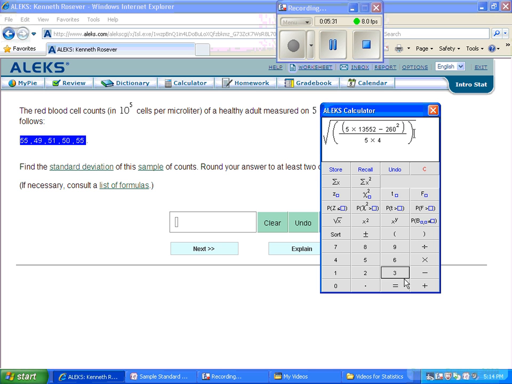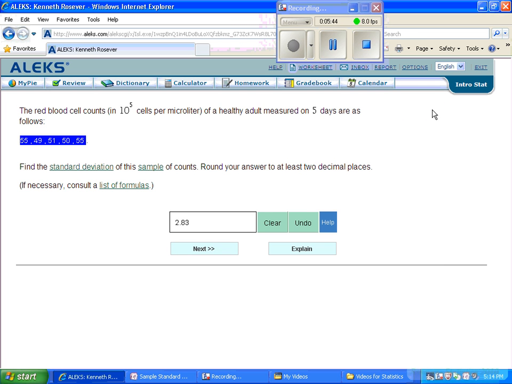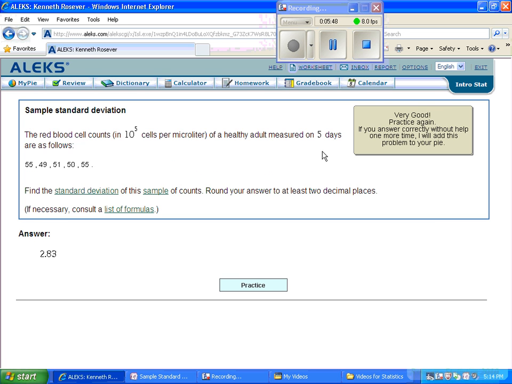But I'm doing it all in one step. Hit that, and I round it to at least 2 decimal places. So I'm going to go 2.83, and I'm done. Okay. Very good. Practice again. So I did it correctly.